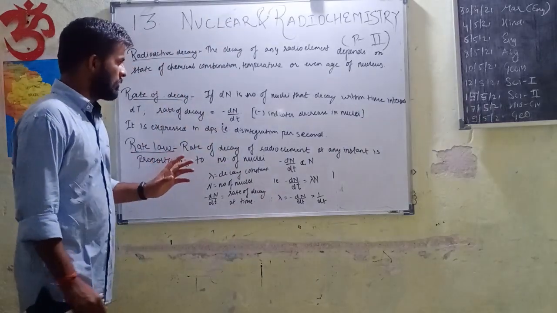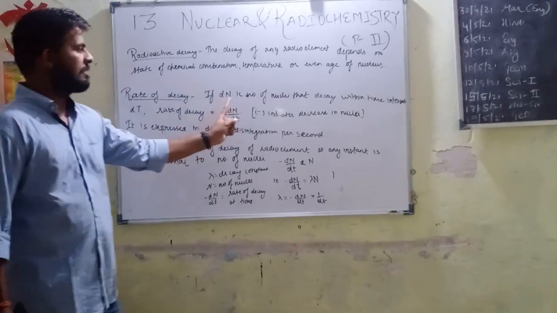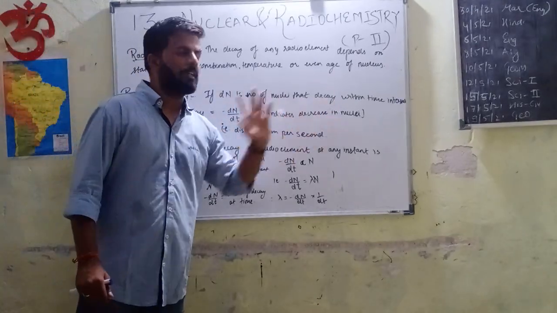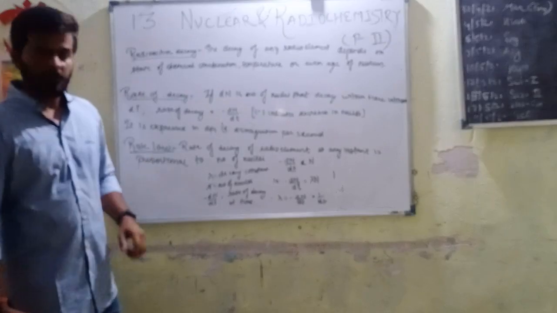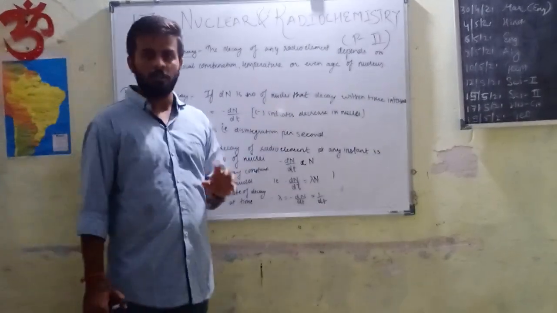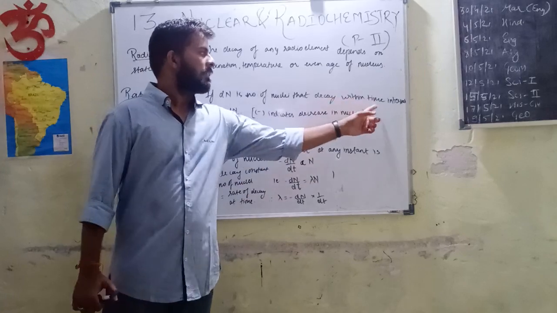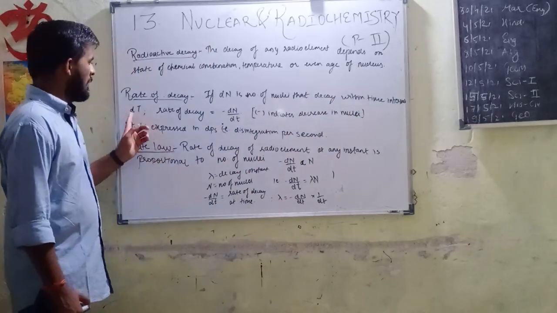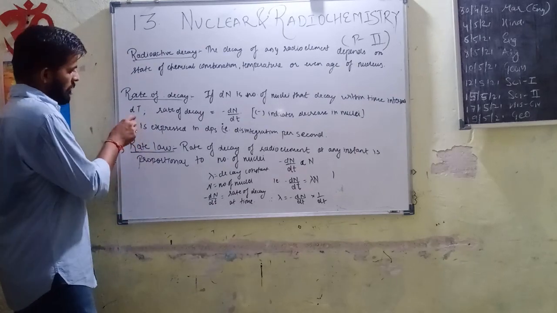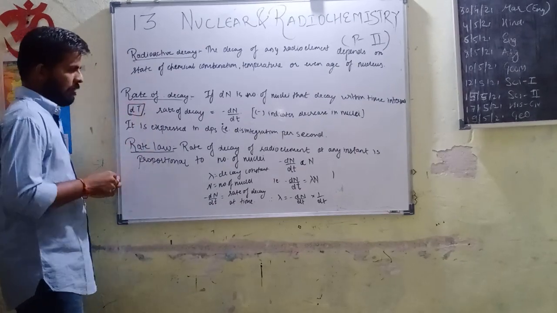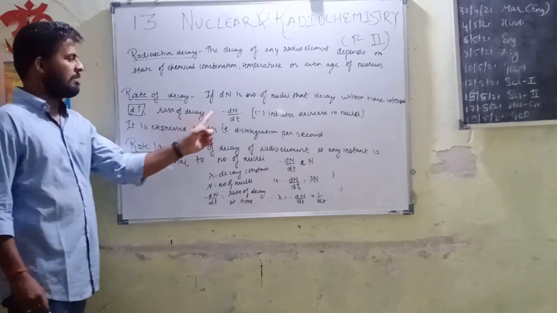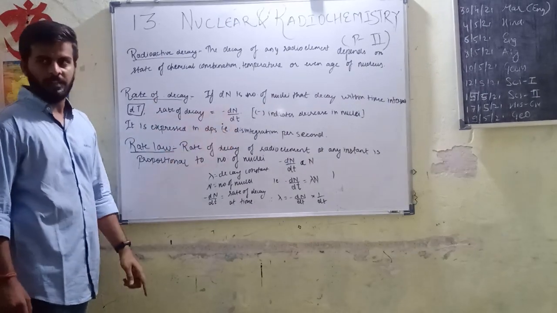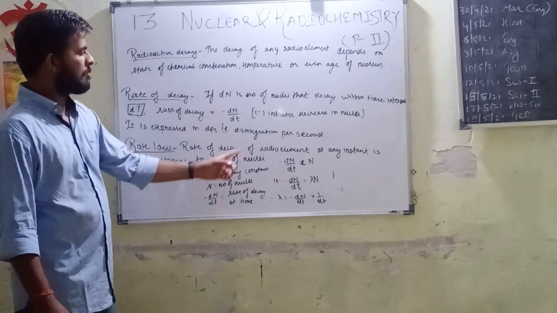Now let us move on to the definition. dN is the number of nuclei that decay within the time interval, where N is the number of nuclei which will be decaying or disintegrating within the time interval, and the time interval is denoted by dt. The formula for rate of decay is minus dN by dt.